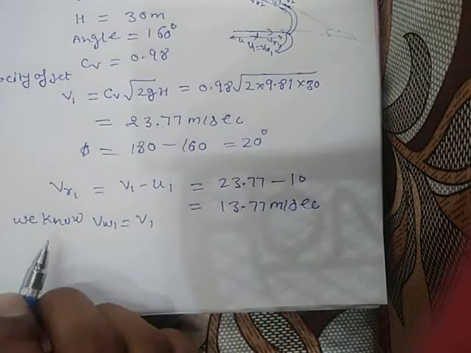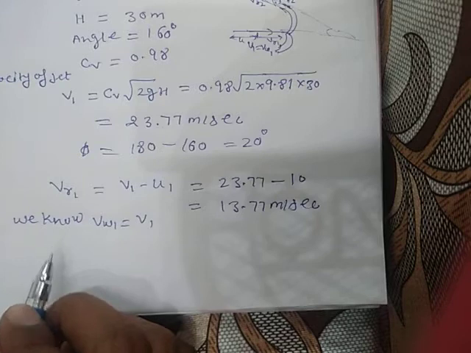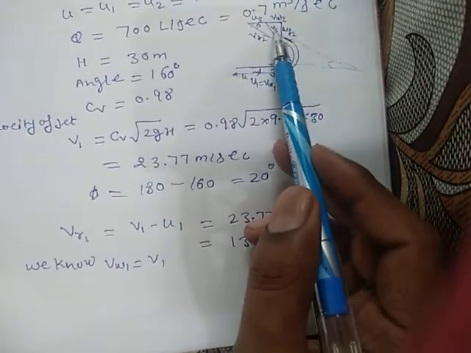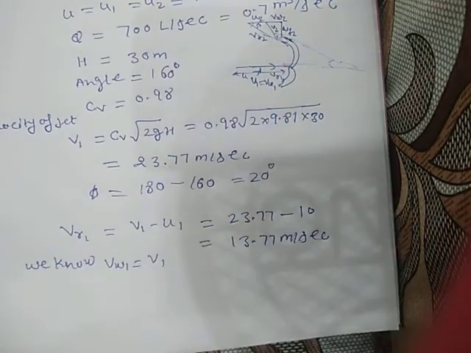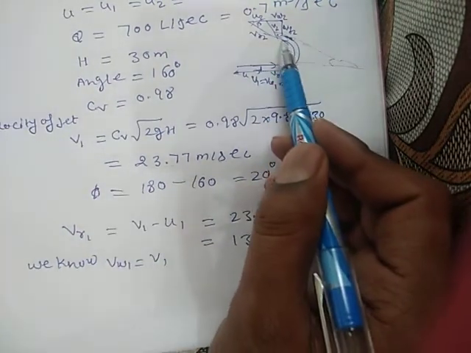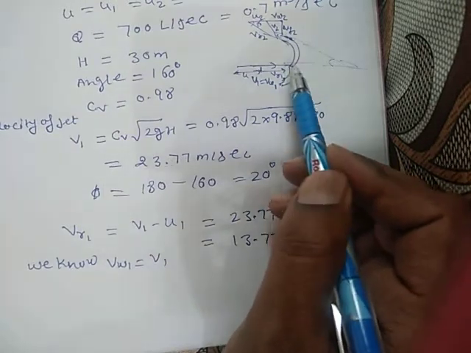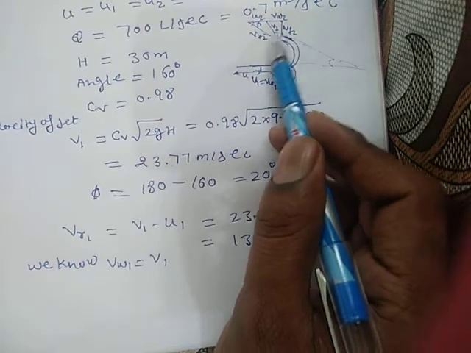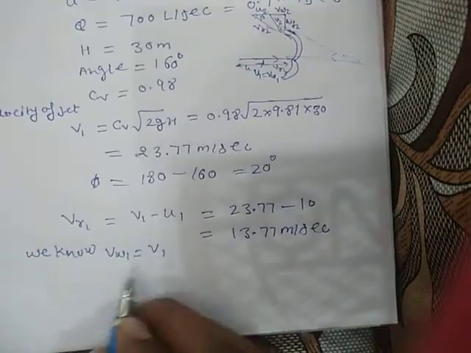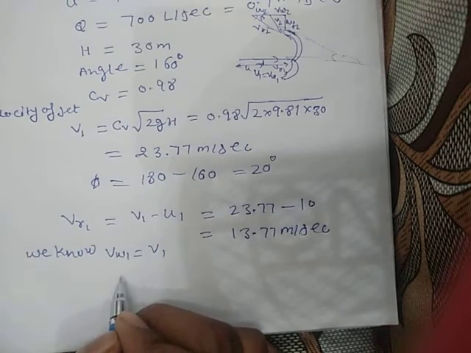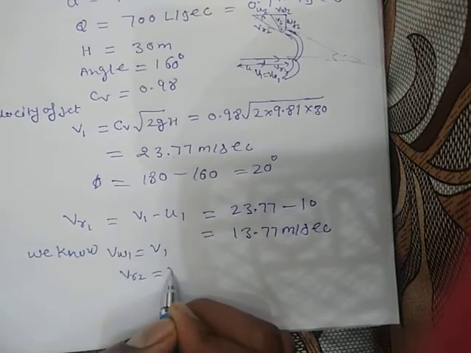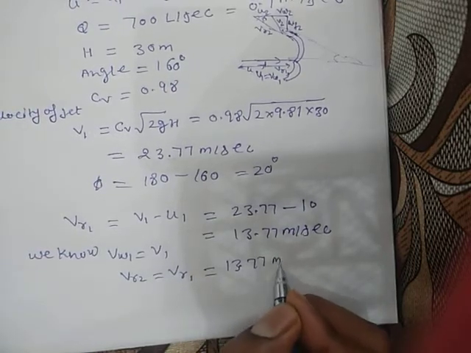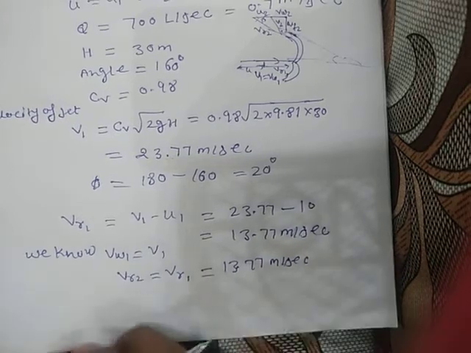So from the velocity triangle at outlet, see here. What is the value of VR2? VR2 will be VR1 because this is smooth. So the velocity at inlet is equal to the velocity at outlet. This is the relative velocity of the Pelton turbine. So VR2 is equal to VR1, which is 13.77 meter per second.